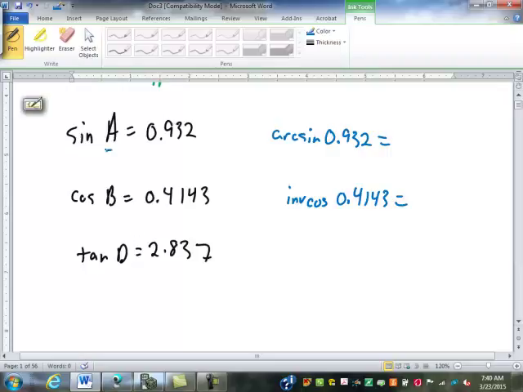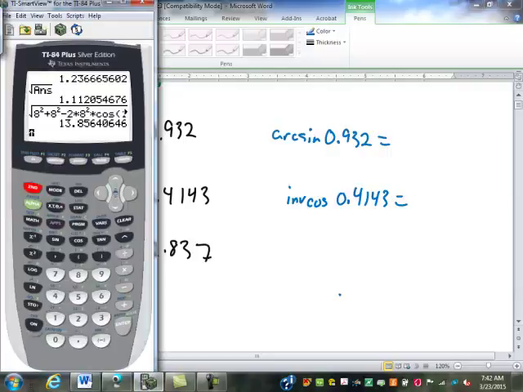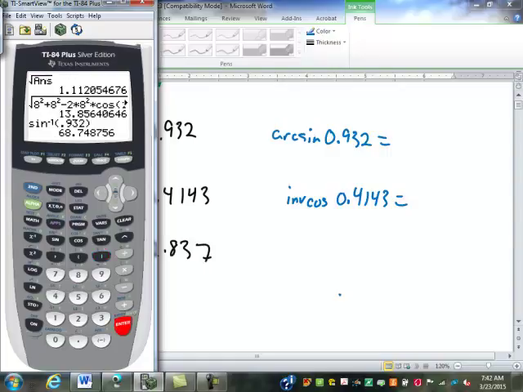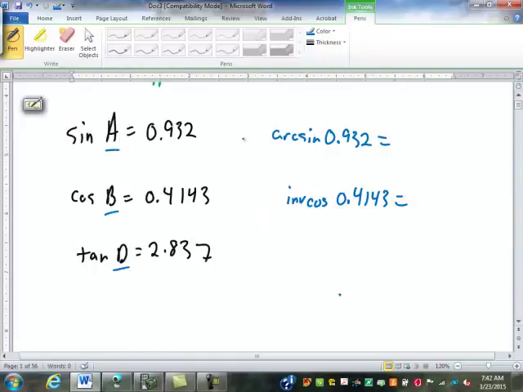But anyway, find A, B, and D there quickly. We'll give you a couple minutes. So these are basically just a calculator exercise here. To find A, if sine A equals 0.932, it's going to be second sine of 0.932. Remember, use the second sine to get the inverse sine. Comes up to 68.75 degrees.